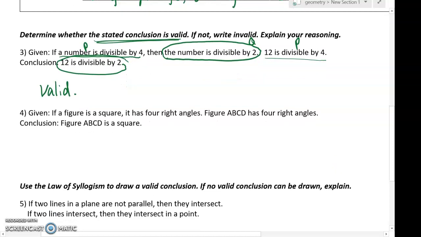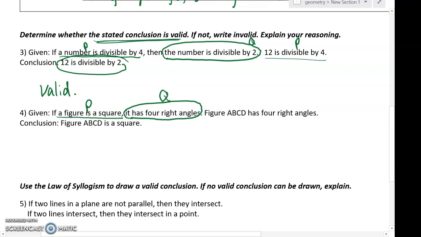Now, number 4, if a figure is a square, it has 4 right angles. If a figure is a square will be our P. It has 4 right angles. This will be our Q, just like we've been practicing.